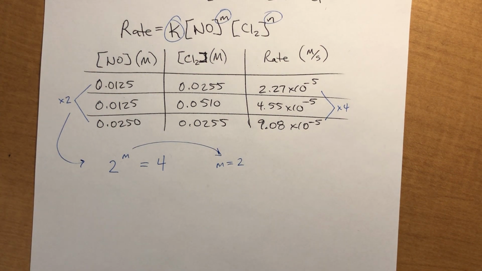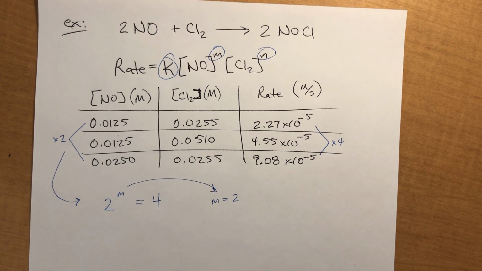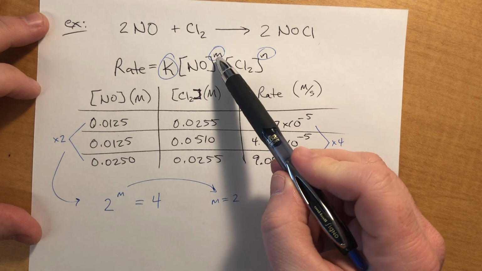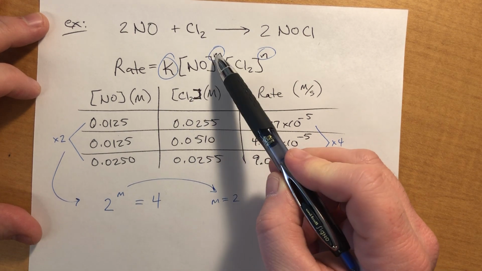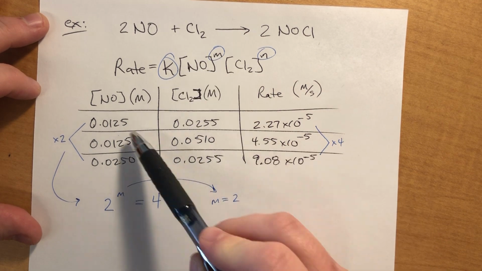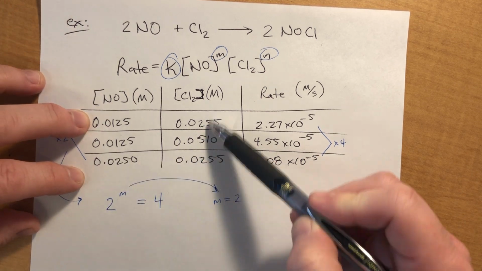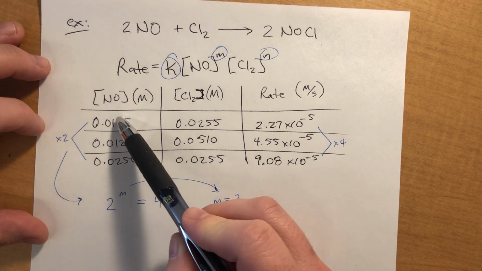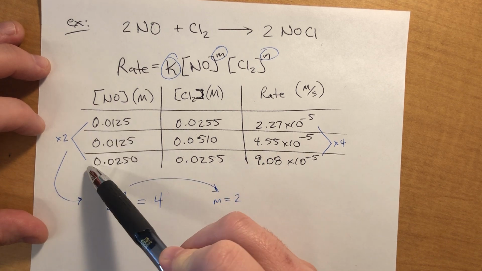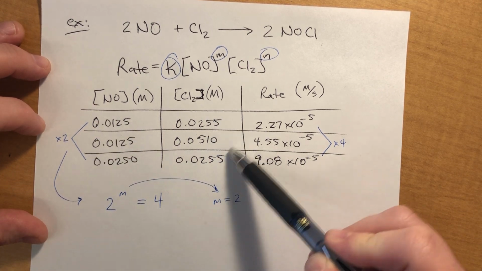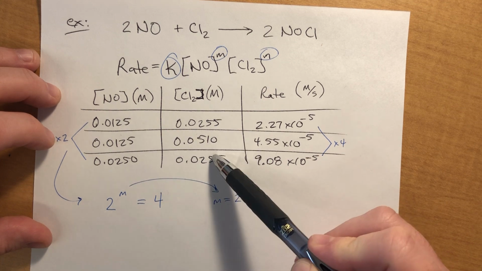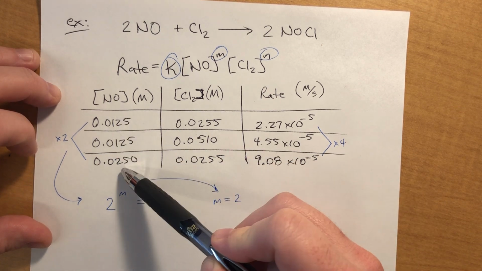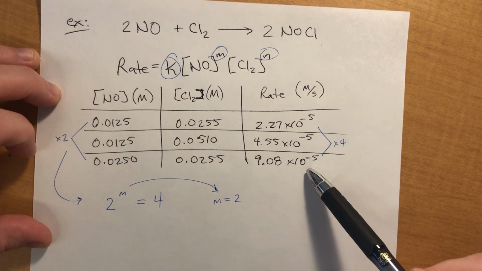Okay, so let me try to walk through that again. In terms of deciding everything, since we're solving for m, we want the exponent that it applies to, we want that thing to double while the other one stays constant. So we did 0.0125 to 0.0250 because that's where it doubled. And this one wasn't changing. So for trial 1 and 3, this was unchanged while this doubled. And then we see how it affects the rate.